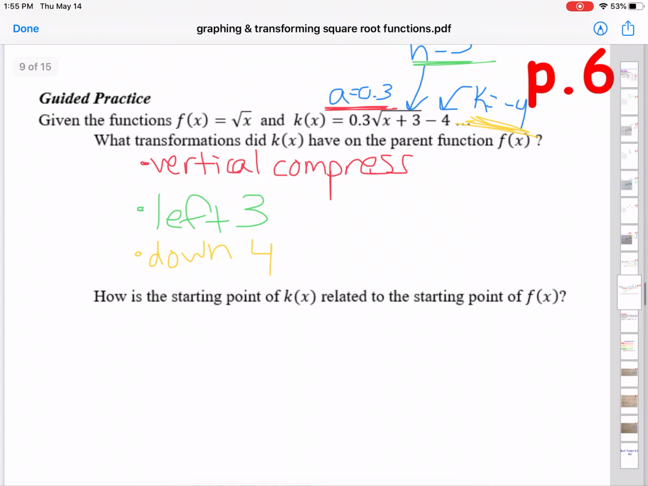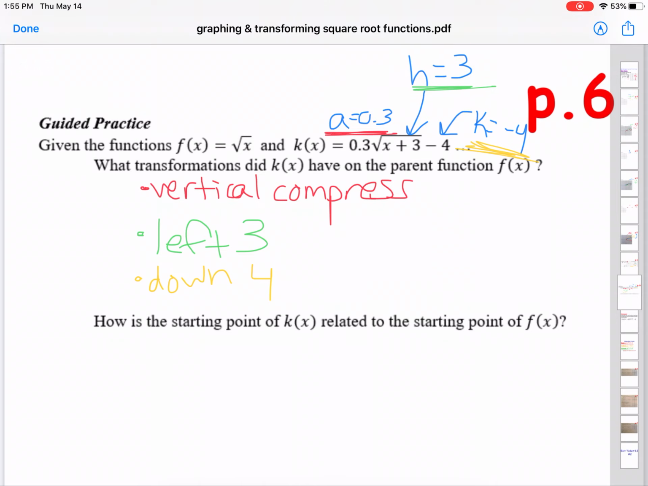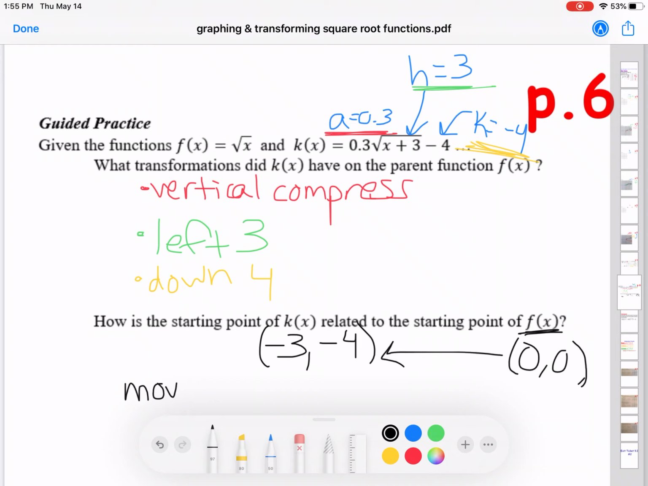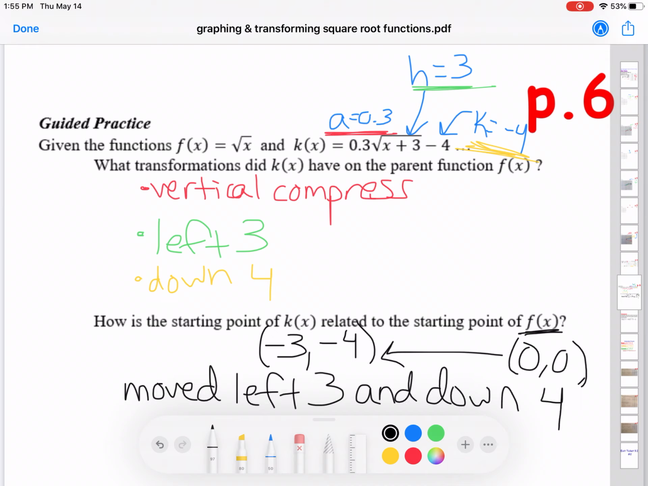Our last question here says, how is the starting point of k of x related to the starting point of f of x? So the starting point of f of x, our original parent function, we said always starts at 0, 0. Now, if you were to graph this k of x function, that graph would start at negative 3, negative 4. So how has this starting point been transformed? We would say that the point has been moved to the left 3 units and down 4 units.